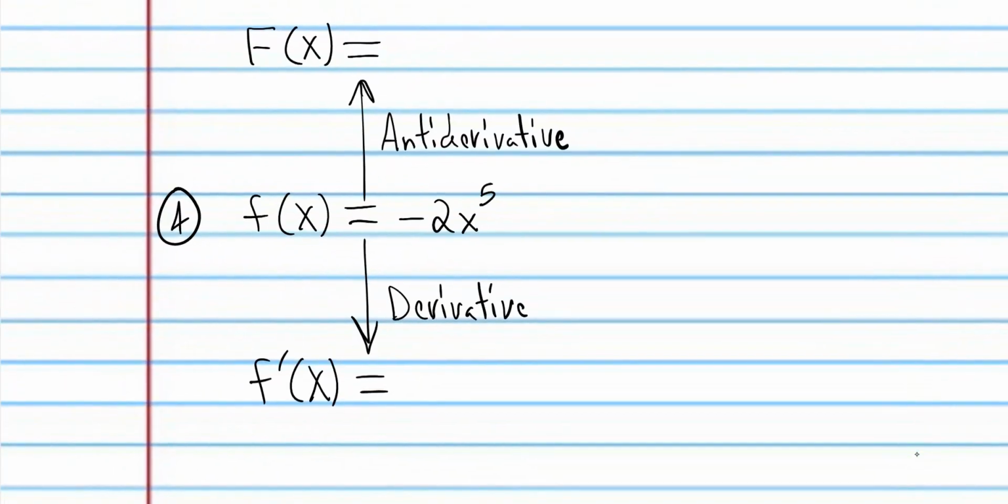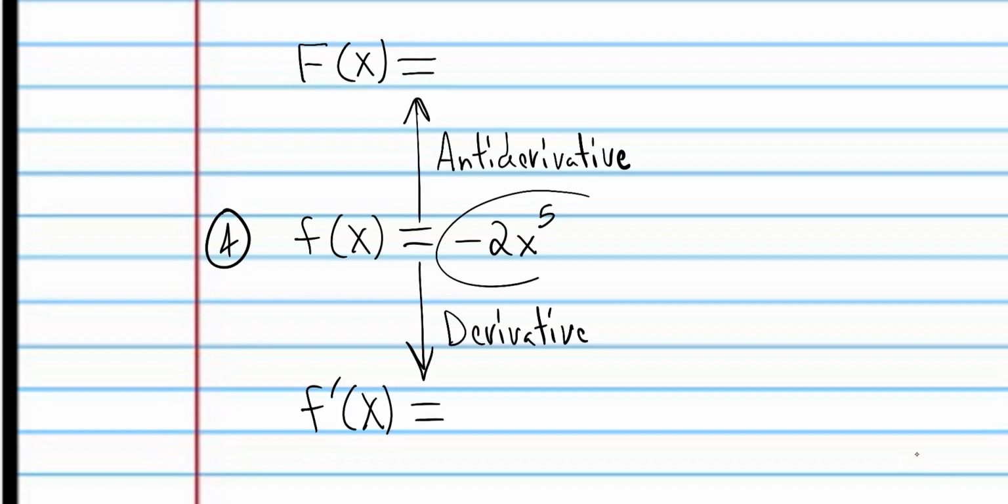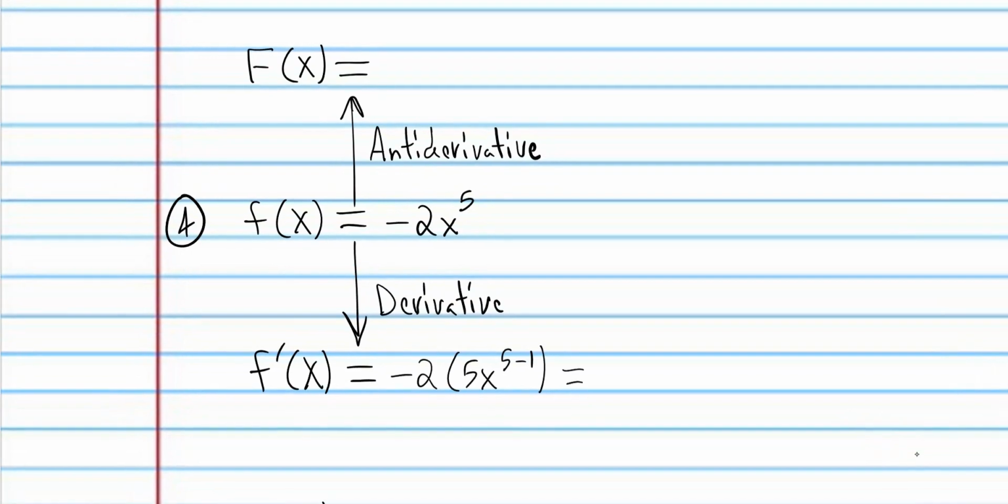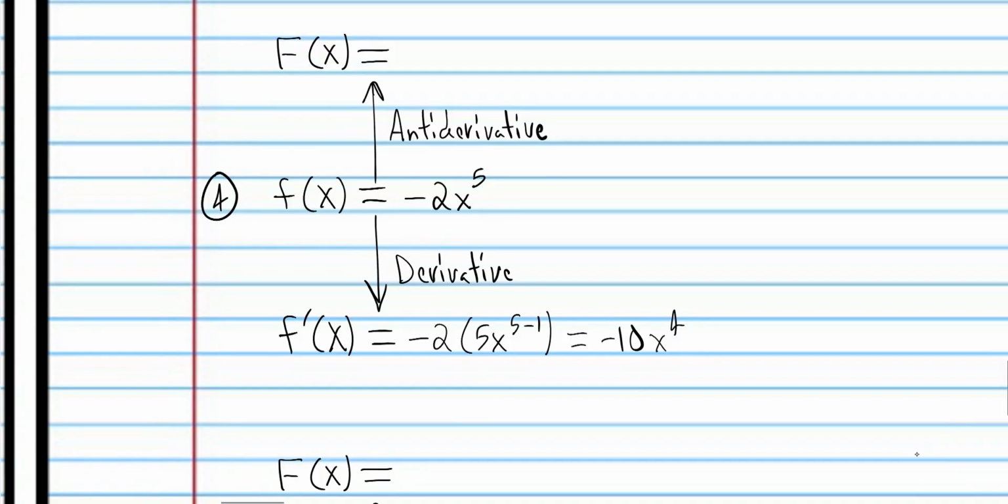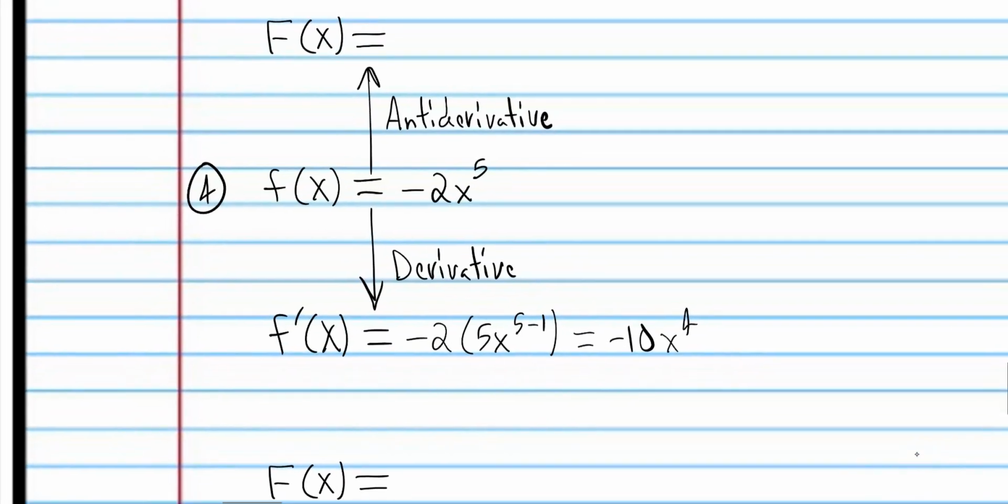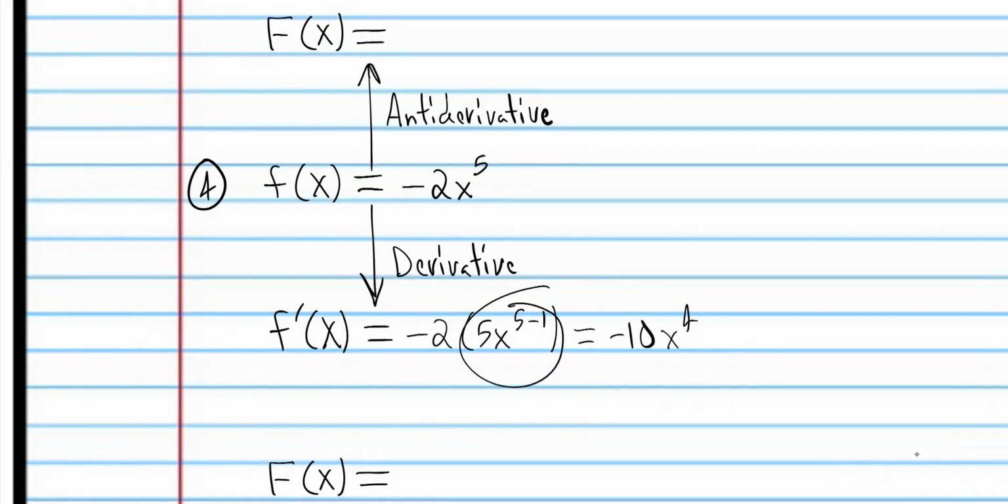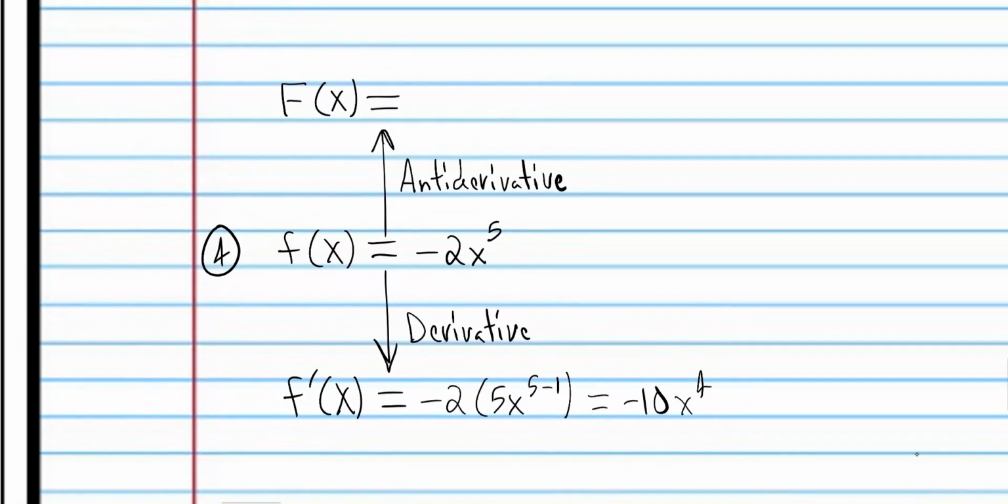Okay, let's try another one. So let's find the derivative. We're going to use the constant multiple rule. So we have negative 2 times 5x to the 4th power, or 5x to the 5 minus 1. And then we get negative 10 times x to the 4th power. You don't have to show this intermediate step. I'm just reminding you of the rules that we're using. We use the constant multiple rule and the power rule. So that's the derivative.